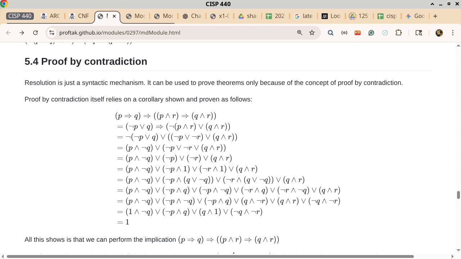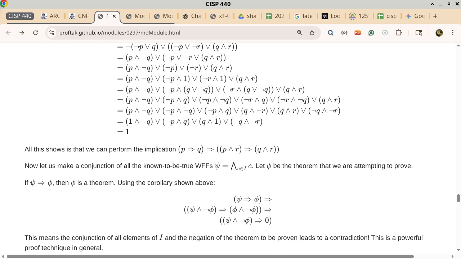Okay, so now we move on to the actual mechanism of proof by contradiction, which is surprisingly simple when we use the corollary. So in the proof of proof by contradiction, I'll explain this part later, but we'll take a look at the proof of proof by contradiction first.